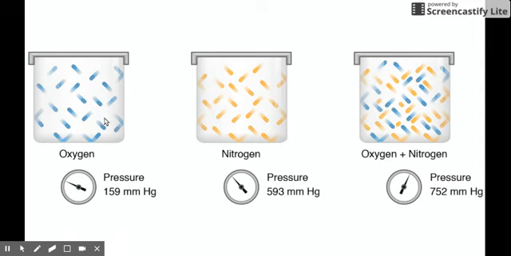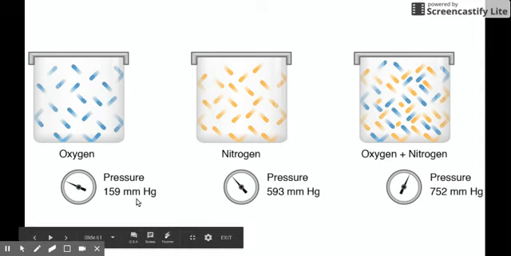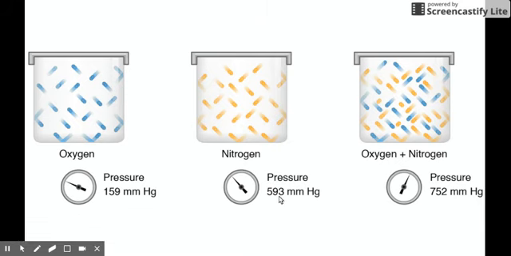that has only oxygen, it has a pressure of 159 millimeters mercury. For nitrogen alone, it has a pressure of around 593 millimeters mercury.